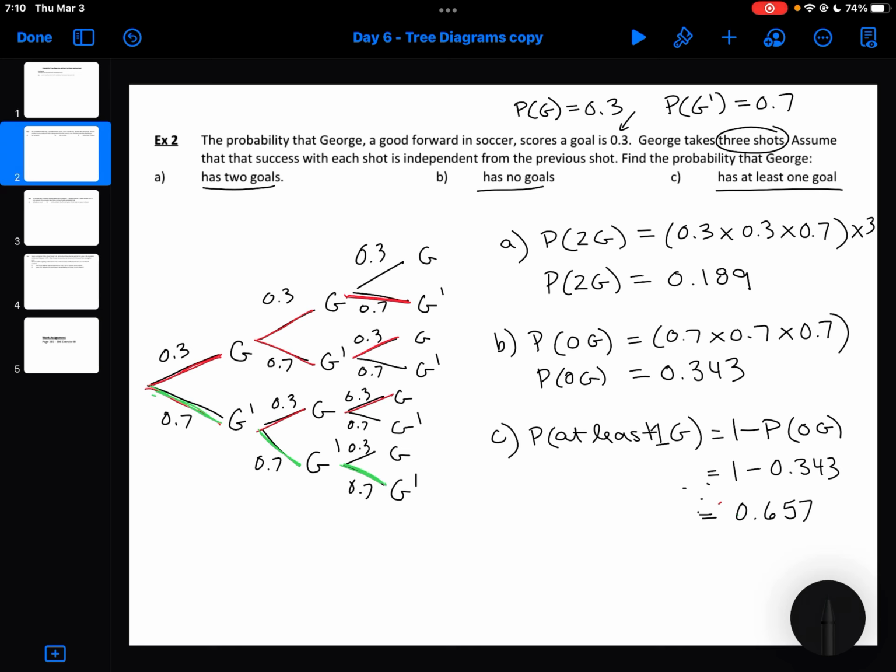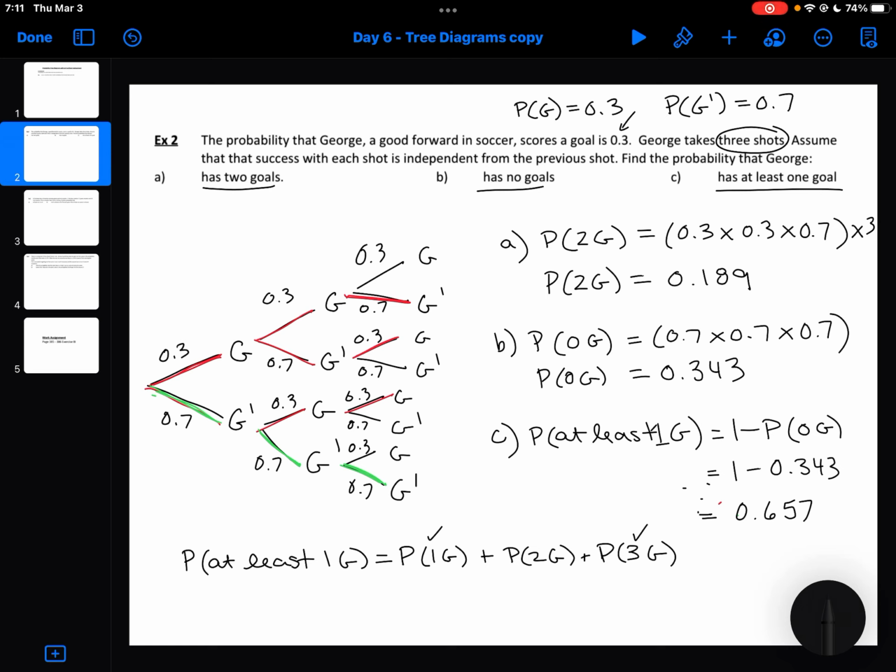If you really wanted to check, I can use the same method. So for at least 1 goal, I just have different pathways to add in. So if I write over here, at least 1 goal is either what I wrote, 1 minus the probability of no goals, or I need to add up all the pathways where he gets 1 goal, where he gets 2 goals, and where he gets 3 goals. Doing that approach will also give me the same answer. It's not quite as efficient because I'm going to have to calculate 2 things that I haven't already calculated before.